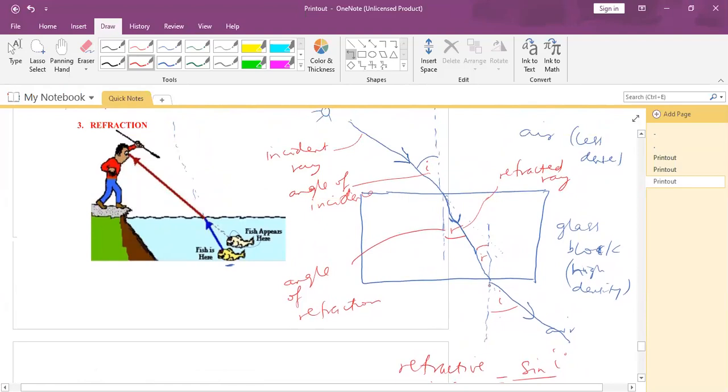The bending of light as it passes from one medium to another. When the medium is dense, light travels slower in it. If it's less dense, it travels faster in that medium and so on. Traveling fast means that it bends away from the normal. If it bends close to the normal, it means that it's traveling slower in that medium.